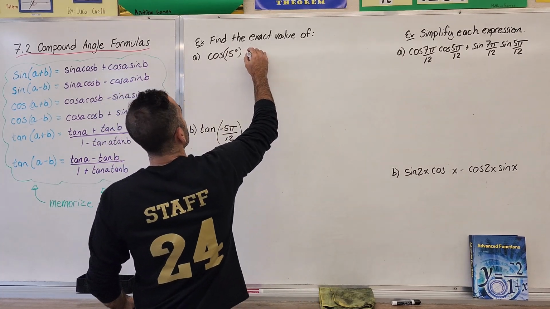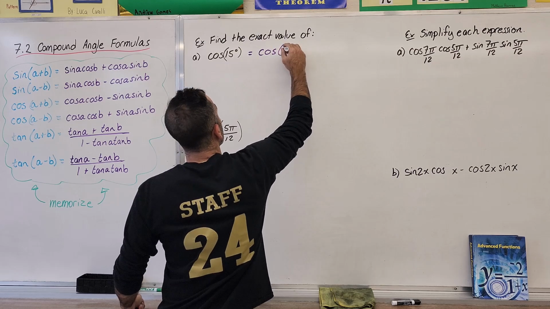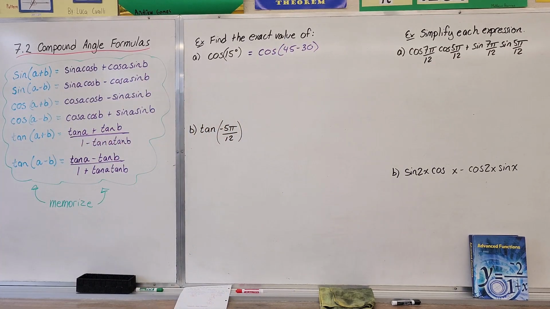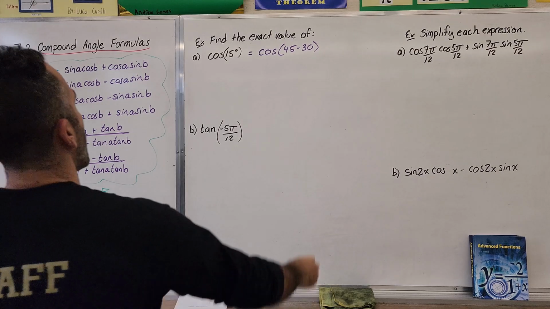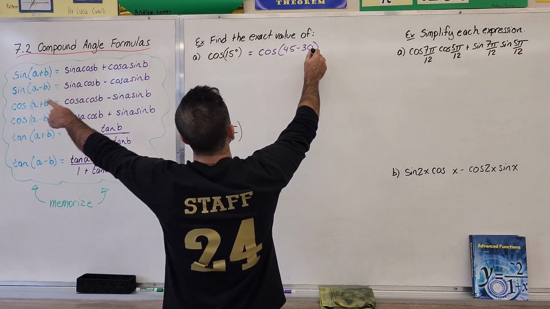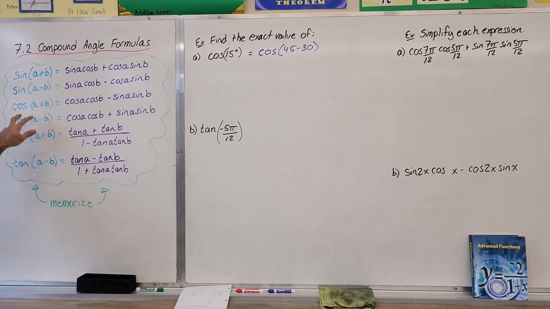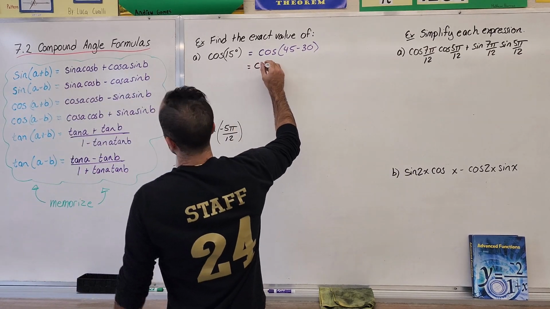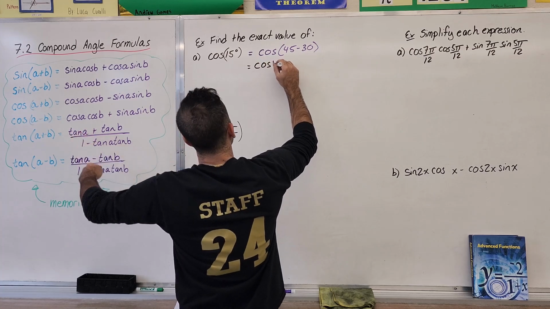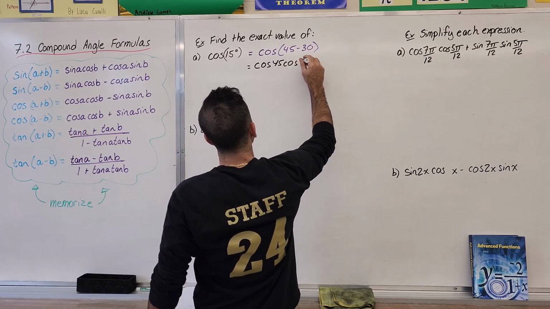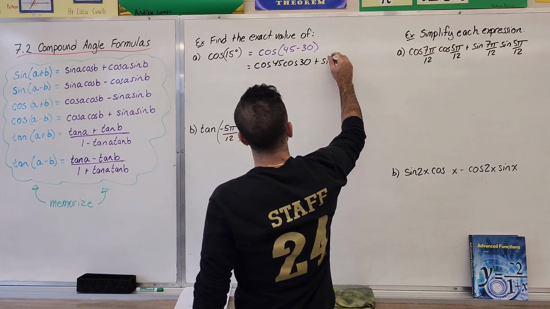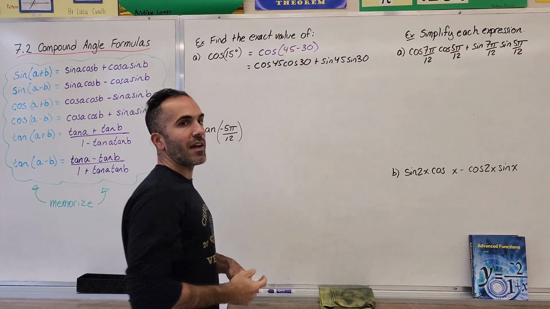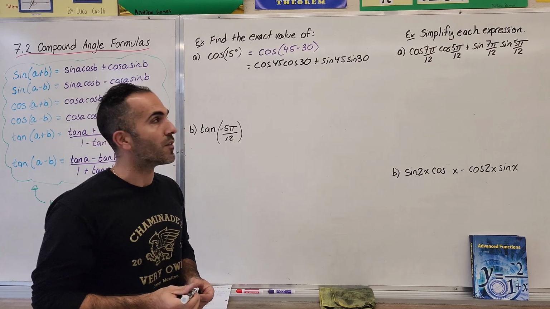So I can change cos of 15 into cos of 45 minus 30. Okay, so now I have a compound angle 45 minus 30. I can see which formula it is. I'm doing cos of a minus b, so I'm going to write down cos a cos b plus sine a sine b. The first angle is my a angle, the second one's b, and I'm just substituting into the formula.